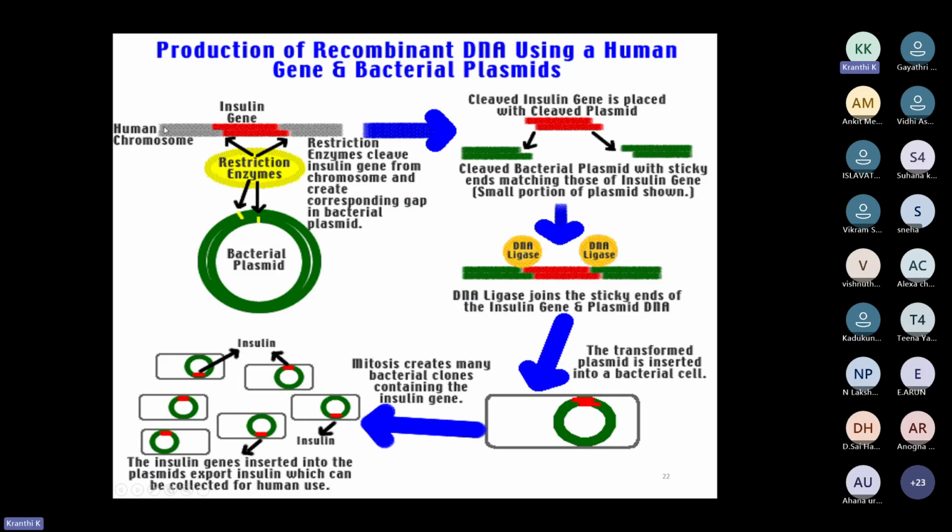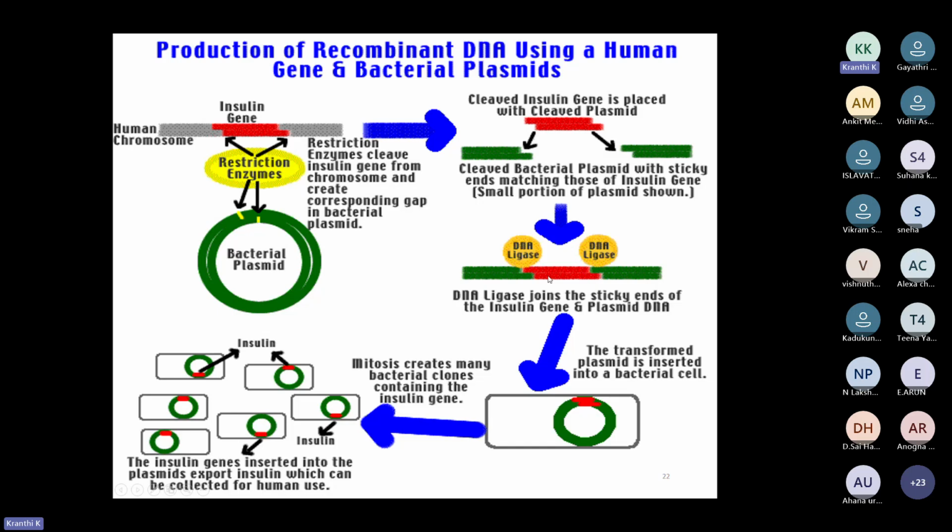See, this is a human chromosome. This is a part where the insulin is getting secreted. That is the insulin gene. Cut with the restriction enzymes. Take the bacterial plasmid. So this is the bacterial plasmid. After cutting this red part, you cut the plasmid and remove this part. There is a space. Then you make it linear, make it a straight line. Then in this you add this part.